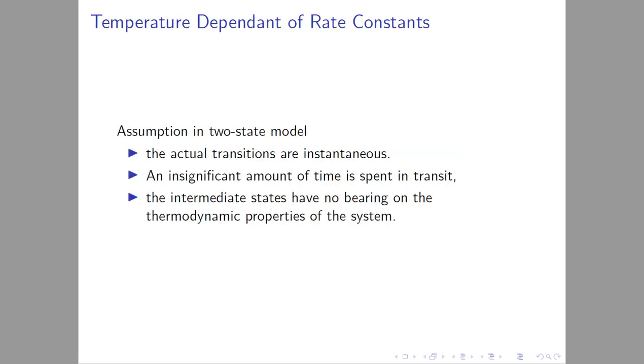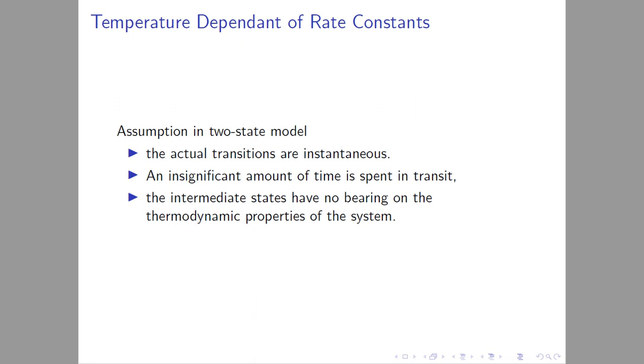For the interconversion of states, or the reaction of protein and ligand, it can depend on many factors. Here we look at two factors, the temperature dependence and the voltage dependence. The first one is the temperature dependence.